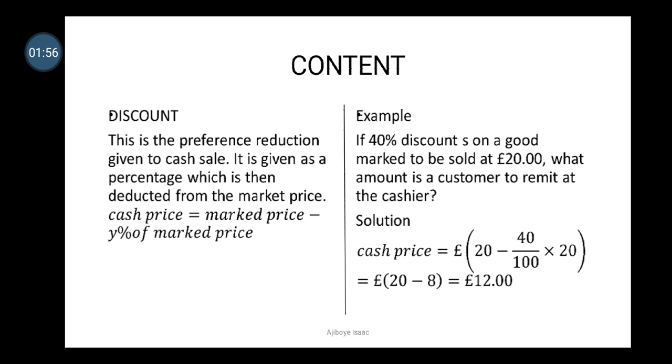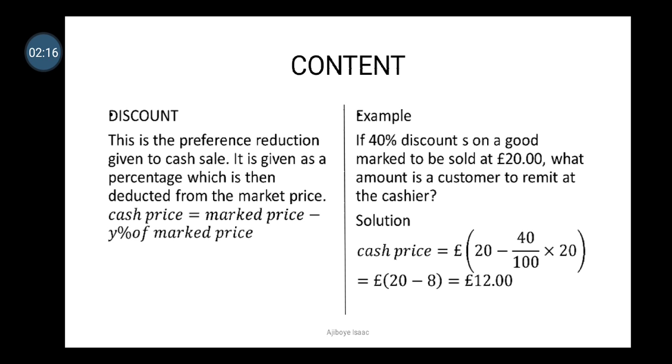So discount. This is the preference reduction given to cash sales. It is given as a percentage, which is then deducted from the marked price. So cash price is equal to marked price minus percentage of the marked price.